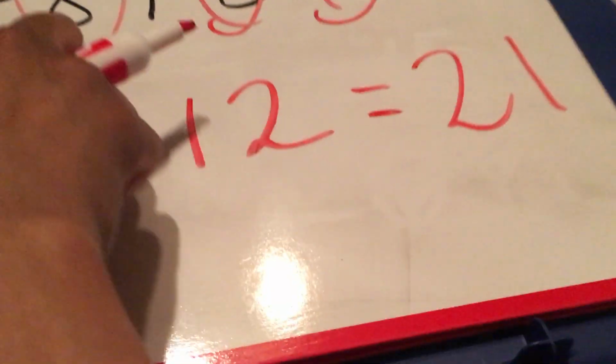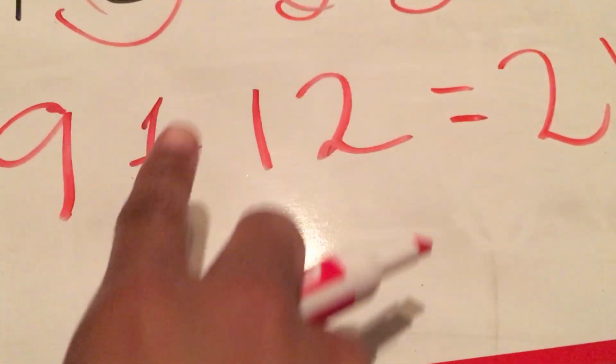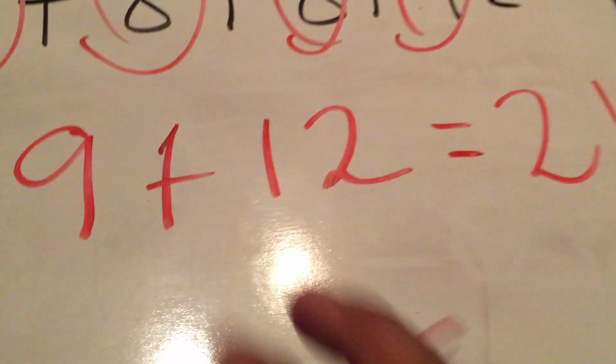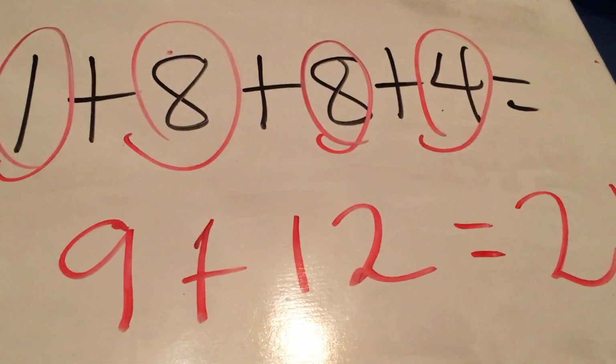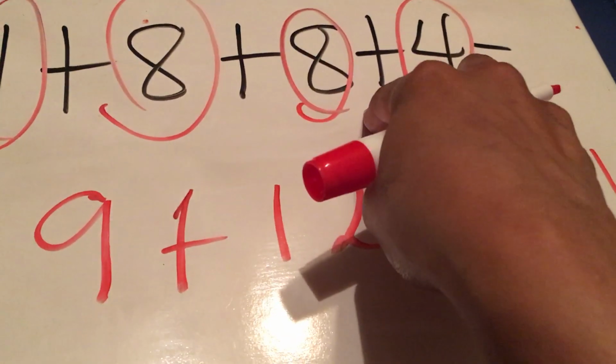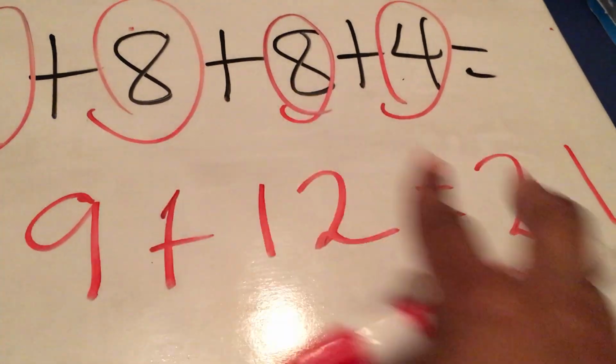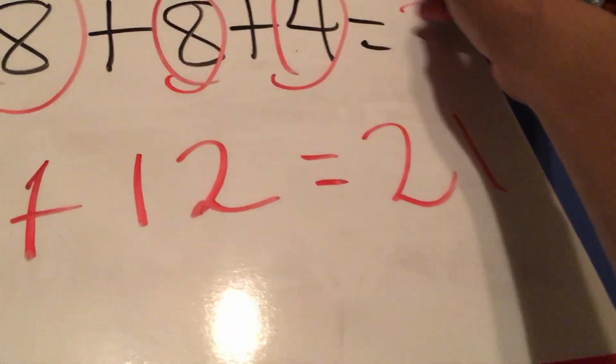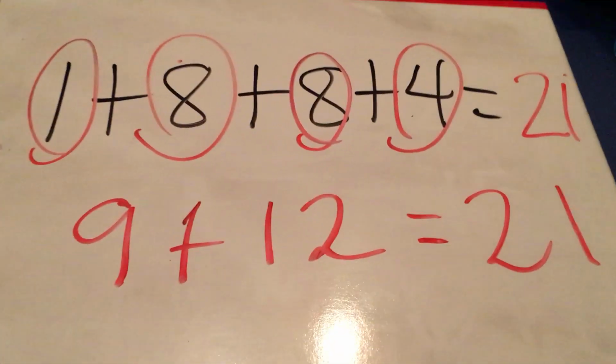So instead of starting at 1 and counting on 8, and then counting on 8 more, and then counting on 4 more, I just broke it down. I added my first 2 digits and got the sum. And then I added my second 2 digits and I got the sum. And I counted up to get my answer. So 1 plus 8 plus 8 plus 4 is 21.